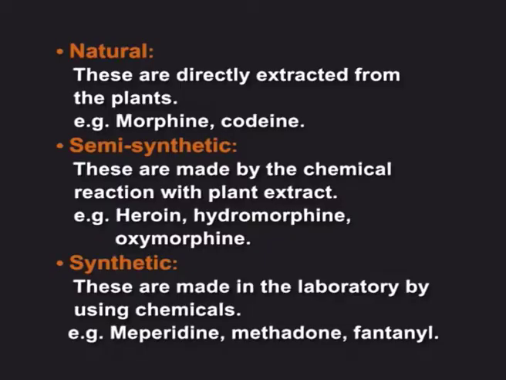Opium and its derivatives are classified as natural: these are directly extracted from the plant, for example morphine, codeine, etc. Semi-synthetic: they are made by the chemical reaction of the plant extract with some chemicals, for example heroin, hydromorphone, oxymorphone. Synthetic: these are purely made in the laboratory using chemicals, for example methadone, pethidine, etc.